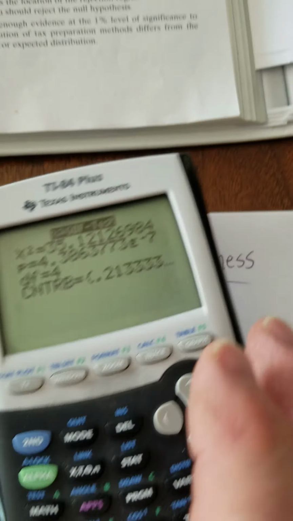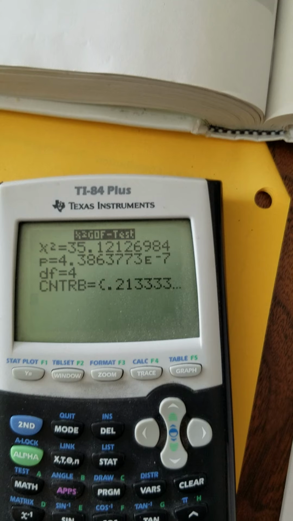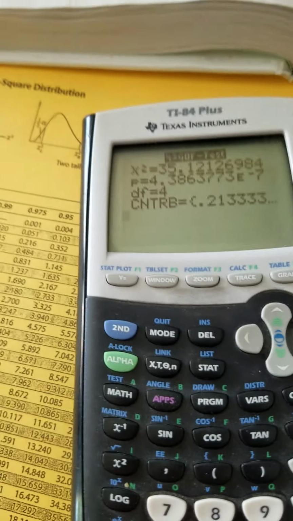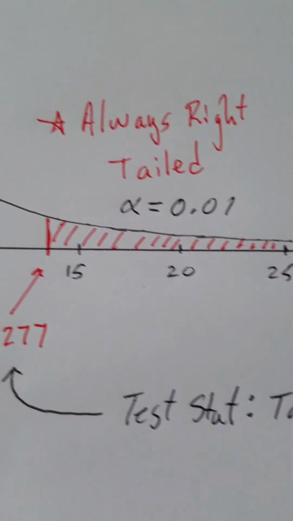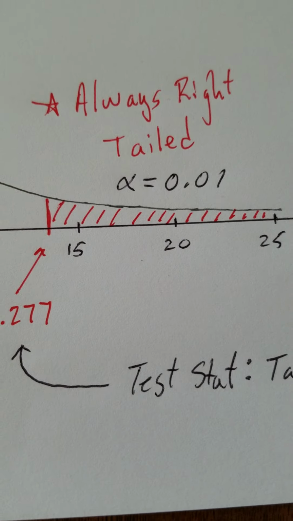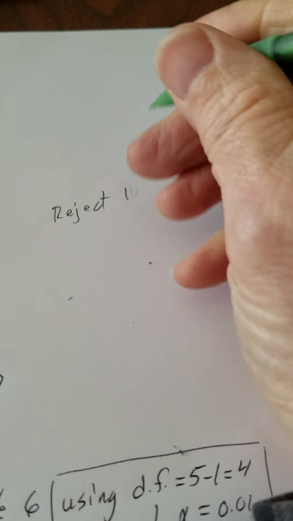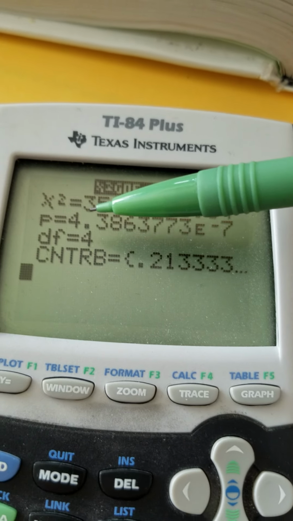Then calculate. What do I get? 35. Yeah, that's a really big number. Sorry. So 35, that's what I'm getting for my test stat. I was calling the critical value test stat earlier. Well, obviously it's way, way up here. It's way to the right. So that means we are going to reject H naught.